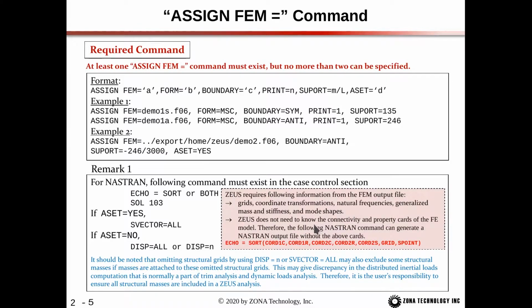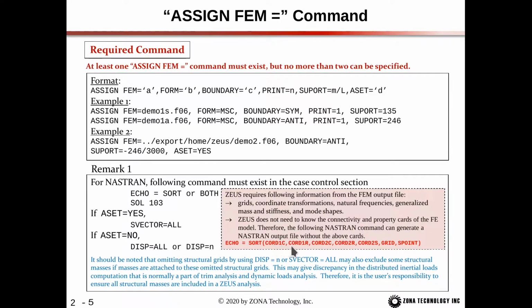Now importantly, ZEUS does not need to know the connectivity and the property cards of the finite element model. Therefore, if you want to protect that information from one group to another, or if you're sending this output file to some other company to do aeroelastic analysis, you can either manually delete the Nastran bulk data cards that are not associated with the grid and coordinate transformations, or in your echo equals sort, you can use this command to only select the coordinate cards.